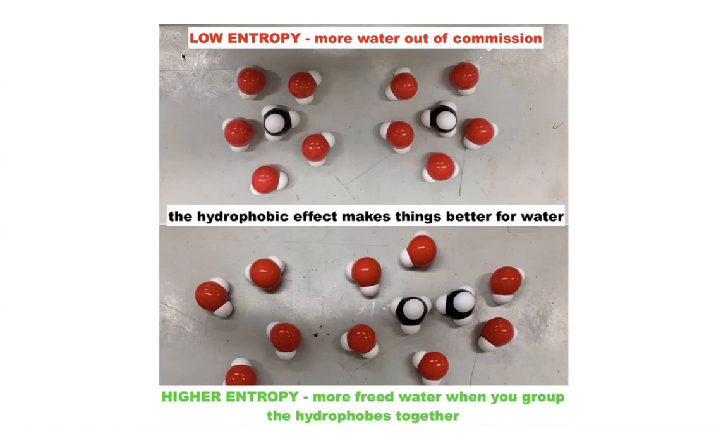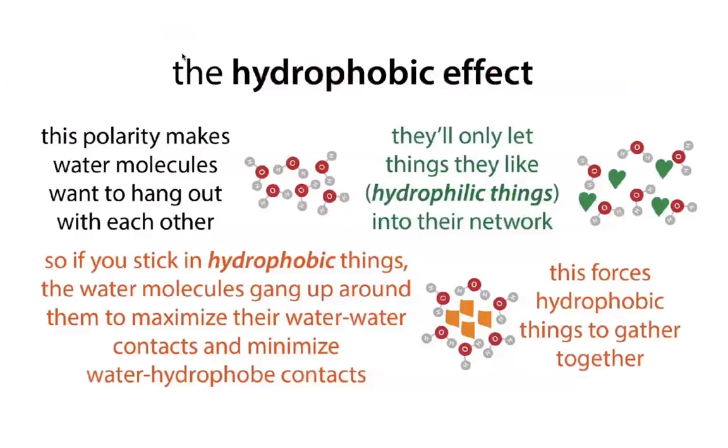But what would happen if those molecules were now joined together? If those molecules were joined together, it takes fewer of the water molecules to surround them. And so by combining those nonpolar things, clumping them all together, less of the water is taken out of commission. So you have more of the water molecules that are free, and this is going to give you an increase in entropy. So you get more freed water when you group the hydrophobes together. And this is the basis for something called the hydrophobic effect.